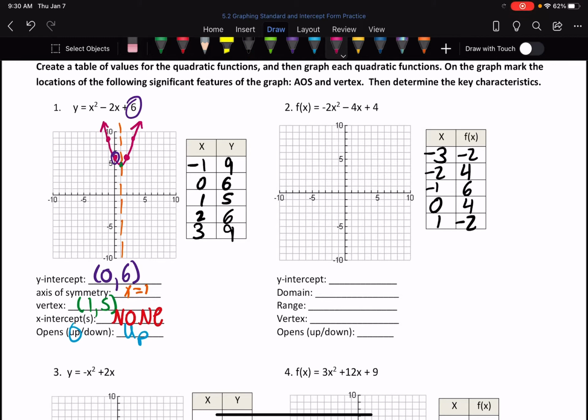So where x is -3, y is 2. Where x is -2, y is going to be at 4. Where x is -1, y is at +6. Where x is at 0, y is at 4. And where x is +1, my y is at -2. So I accidentally graphed +2 there. Very common mistake. So where x is -3, my y value should have been at -2. And there's our parabola.